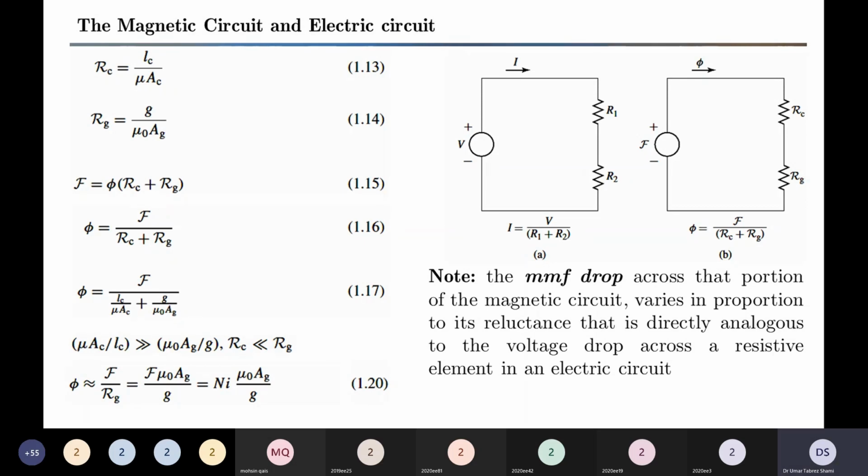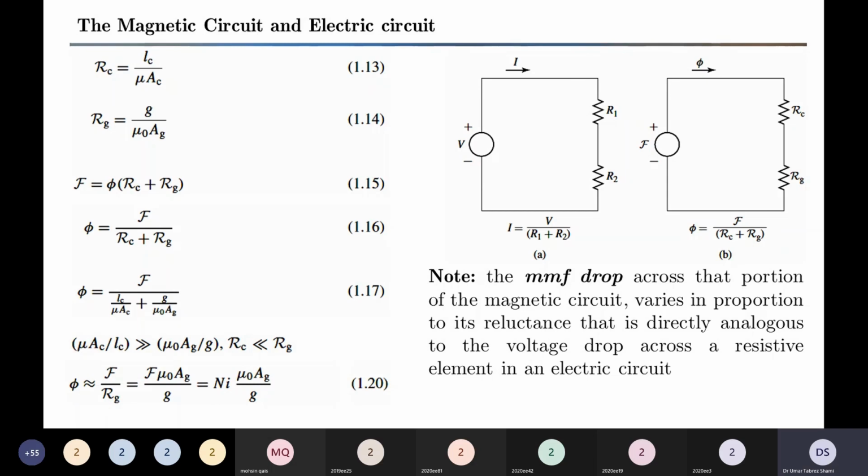Reluctance of the core is given by LC over mu AC, and then equation 1.4 is the reluctance of the free space, given by G over mu naught Ag. G is the length of the air gap. G is not gravity, it is the length of the air gap only.